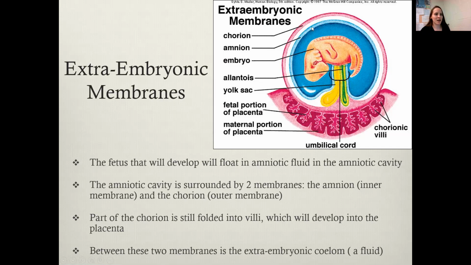You have the amnion, which is this light blue layer, which surrounds the amniotic fluid. You've got the embryo inside here. The head is enlarging because of the developing brain. The embryo and then fetus will just float around inside this amniotic fluid.